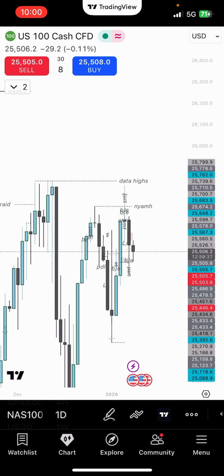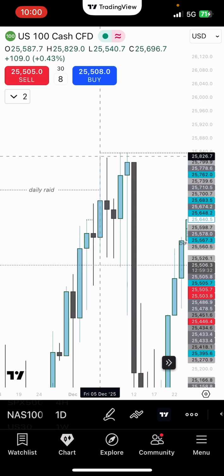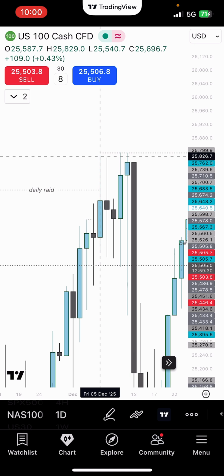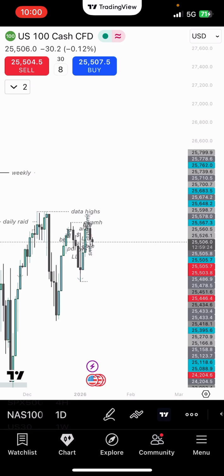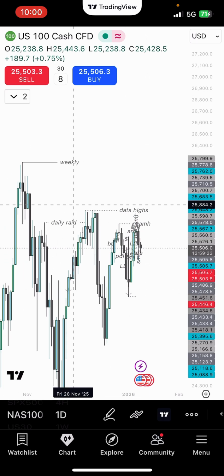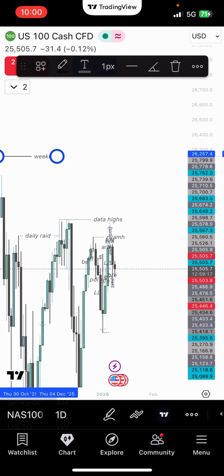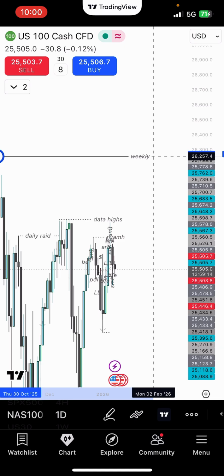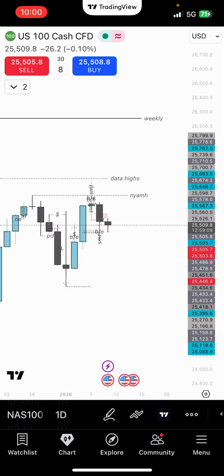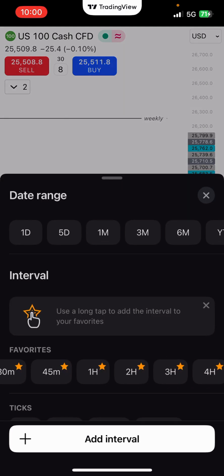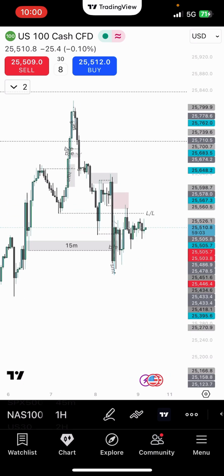because price is yet to take out this high from the news event that happened, I think, on the 5th of December 2025, right? I also still have this weekly high here that hasn't been traded into. So we still have a bunch of bullish drawn liquidity that price has not yet taken out. So here's the breakdown of the trade I took yesterday.